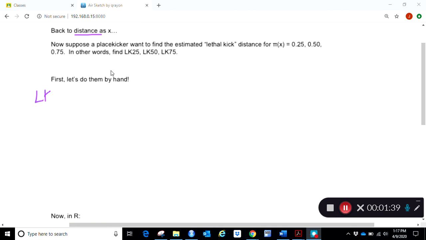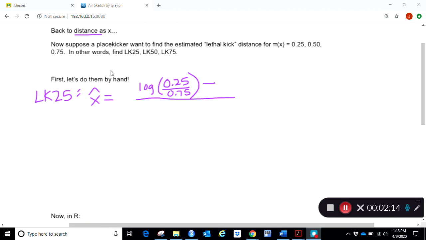When I'm wanting to do that lethal kick of 25, my x hat is going to be the natural log of 0.25, because we were interested in that 25%, over 1 minus 0.25, or 75%. And then we're going to subtract off alpha hat and divide by beta hat.